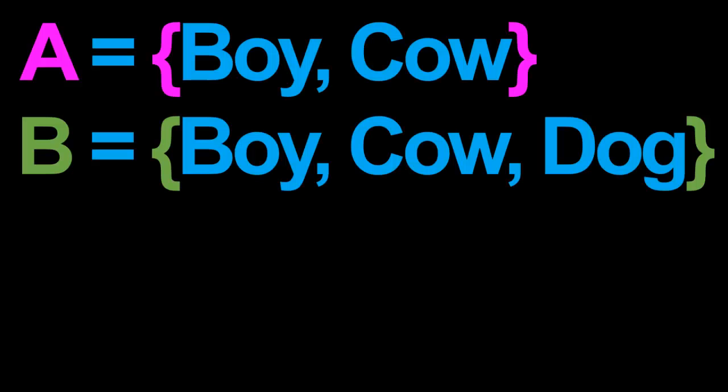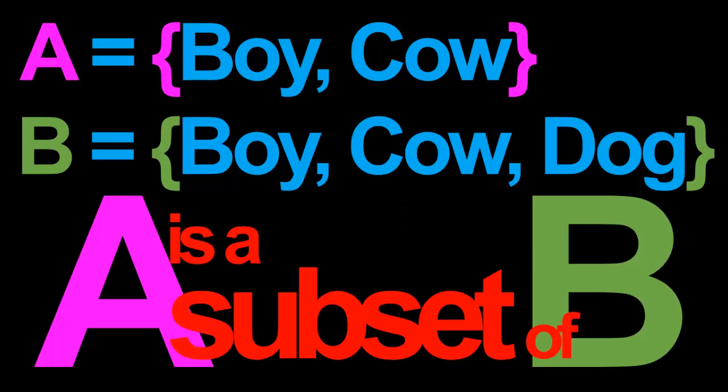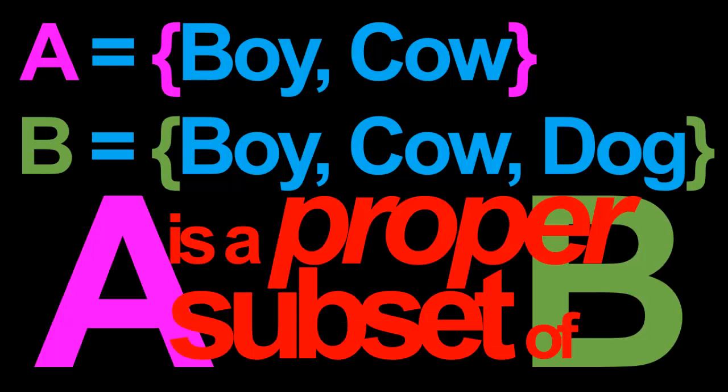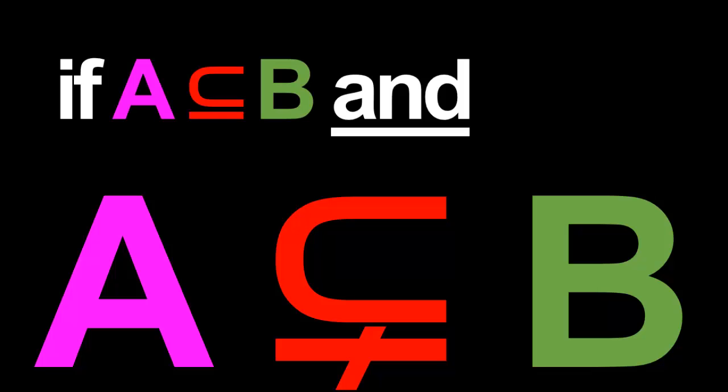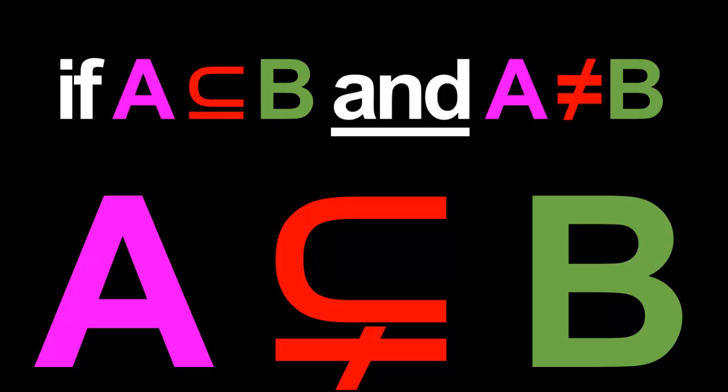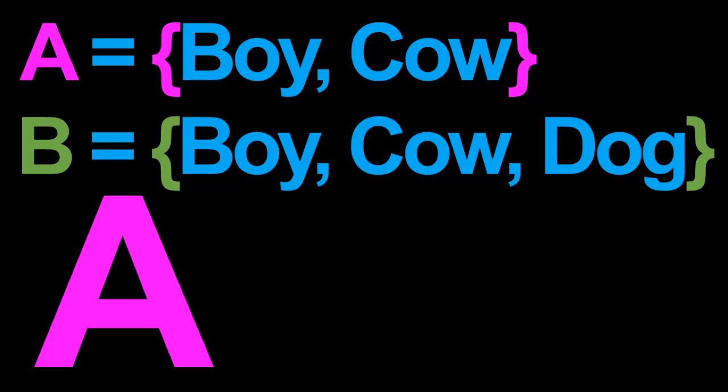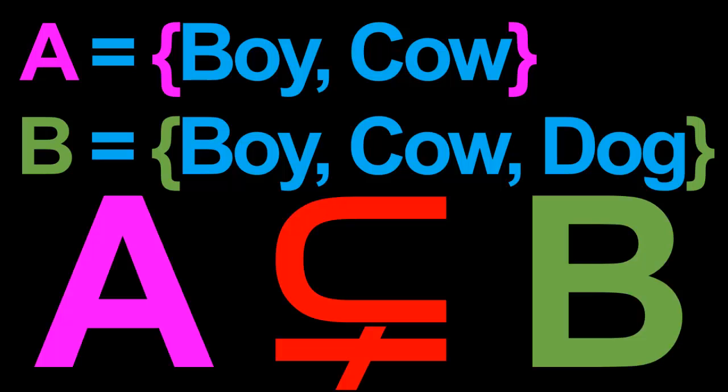Let's introduce one more idea. So again, we have the same sets A and B, and the set A is a subset of the set B. We can in fact also say that A is a proper subset of B. The symbol for proper subset of looks like this. Now for a precise definition, given any two sets A and B, we say that the set A is a proper subset of the set B if A is a subset of B and A is not equal to B. So looking again at our example, we see that A is indeed a proper subset of B because A is a subset of B, but A is not equal to B.